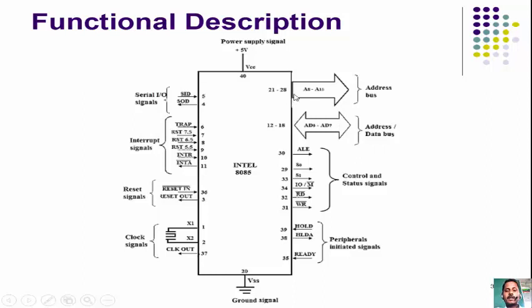And the remaining address lines A8 to A15 are non-multiplexed, they are separate. Okay, so A8 to A15 are the unidirectional higher order address bus. Pin number 20 is the VSS pin. So the negative terminal of the battery you have to connect here, that is the ground signal.